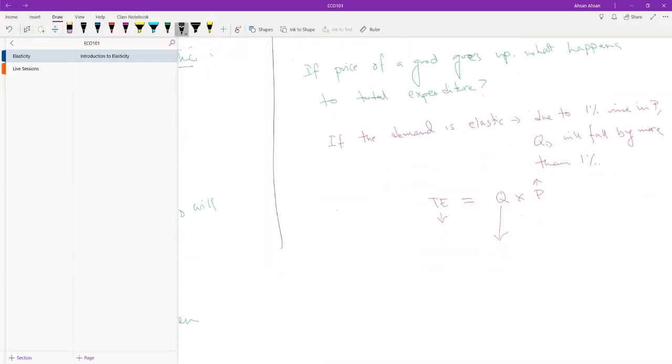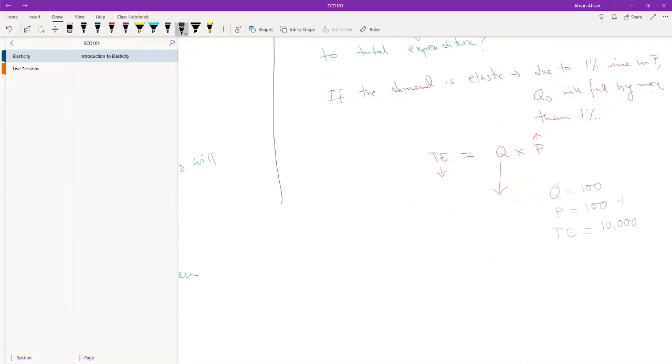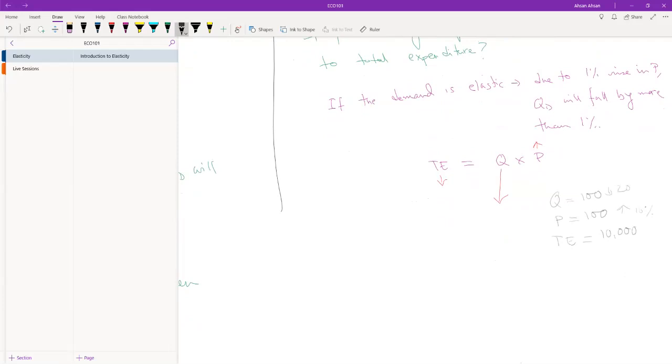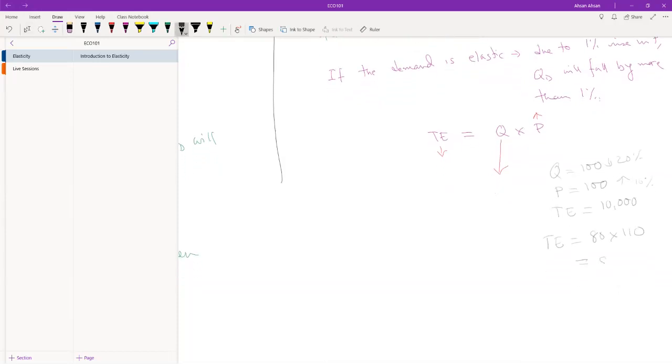So for example, this is just an example. Suppose Q equals 100 and P equals 100. And as a result, total expenditure is 10,000. Now, suppose price goes up by 10%. And since we have an elastic demand curve, QD goes down by 20%. As a result, the new total expenditure is going to be quantity, which is 80, times price, which is going to be 110. If we calculate this, it is 8,800. So total expenditure has gone down because the good was elastic.